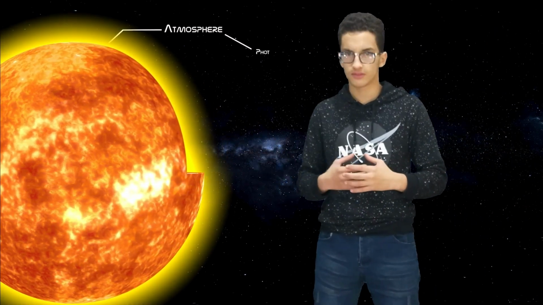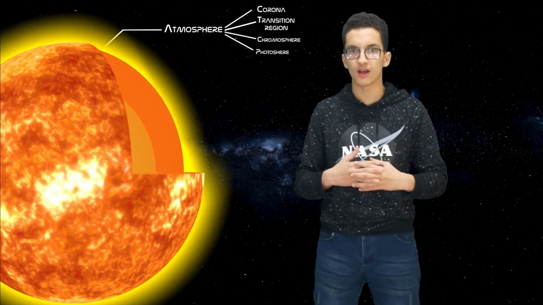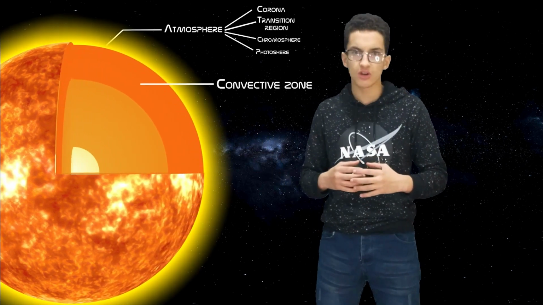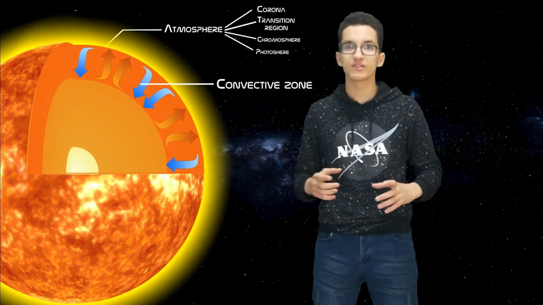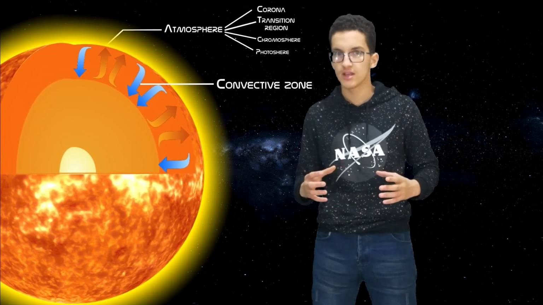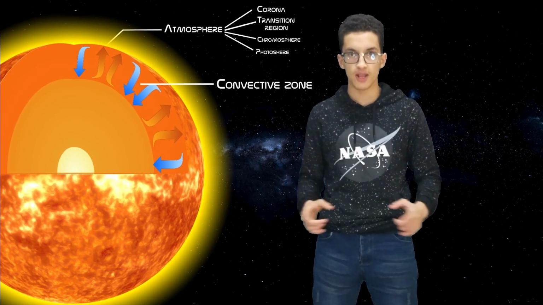Let's take a look at the layers of the sun. There is the atmosphere, which consists of the photosphere, the chromosphere, a transition region, and the corona, while inside we start from the convective zone. It's called so because of convective currents. The particles exposed to heat from the lower layer expand. This gives them less density and rise up, letting cold particles take their place.